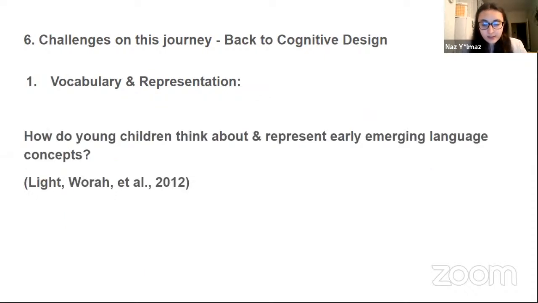And here is a study conducted in 2012. How do young children think about and represent early emerging language concepts?